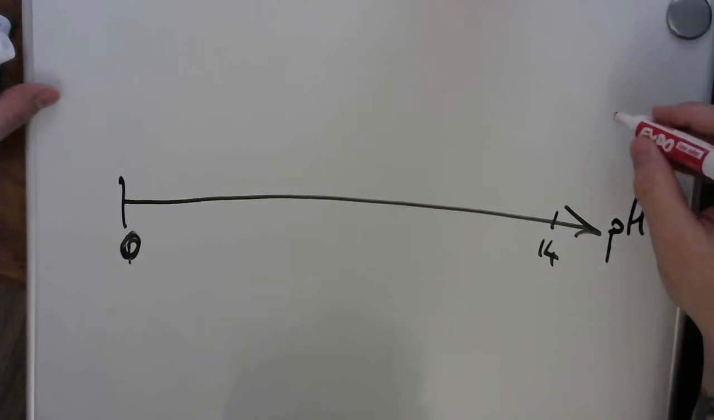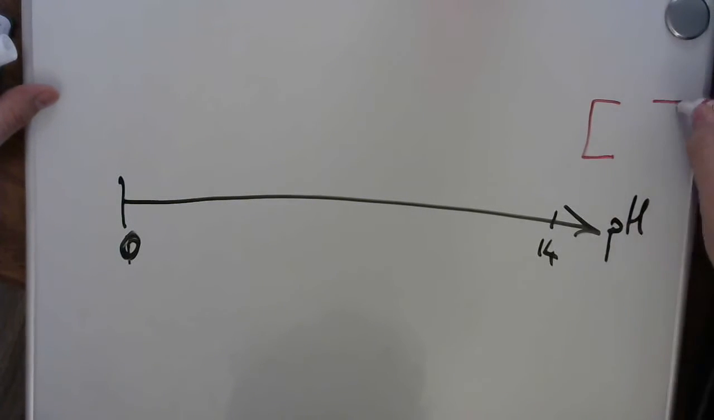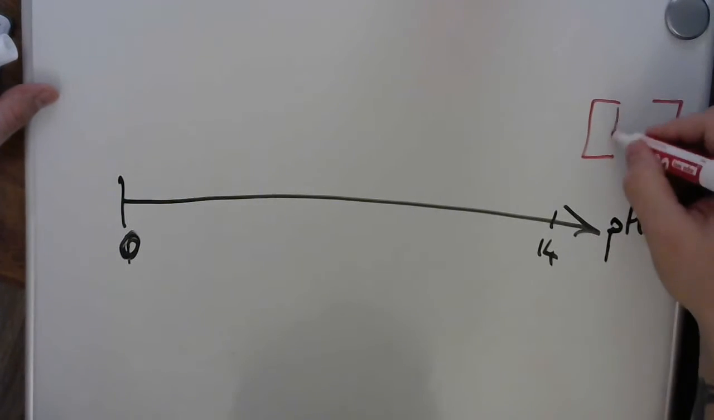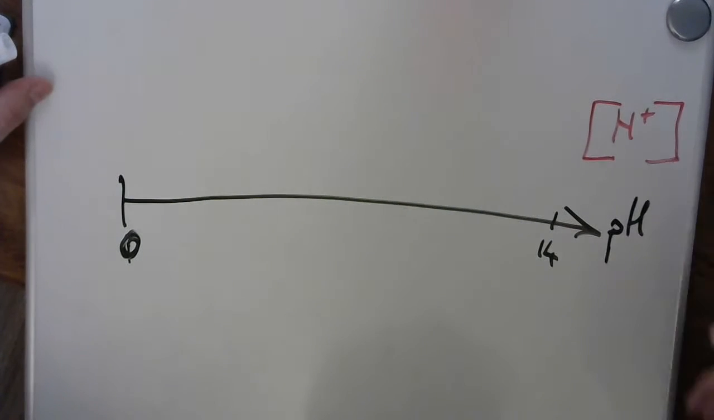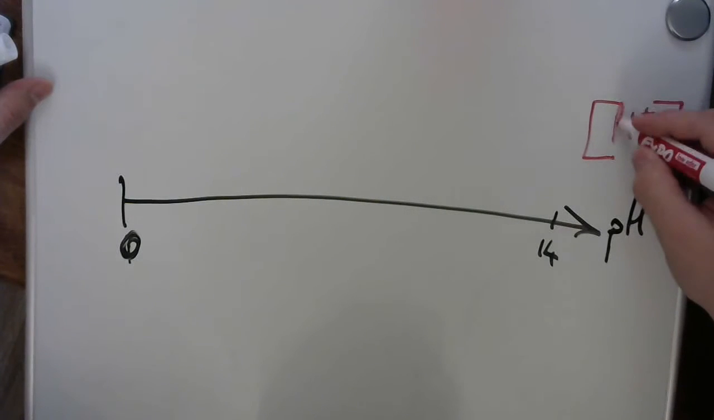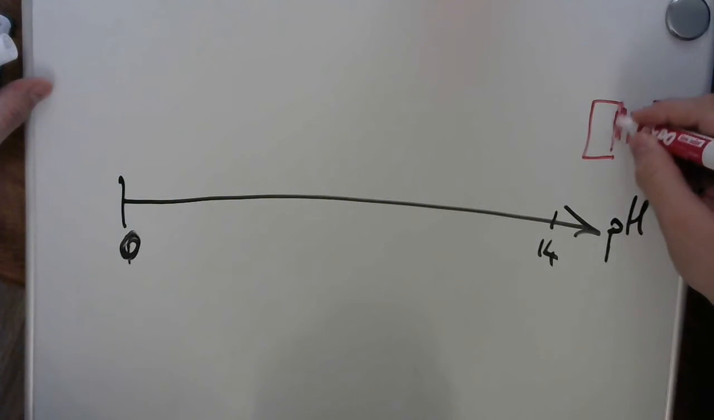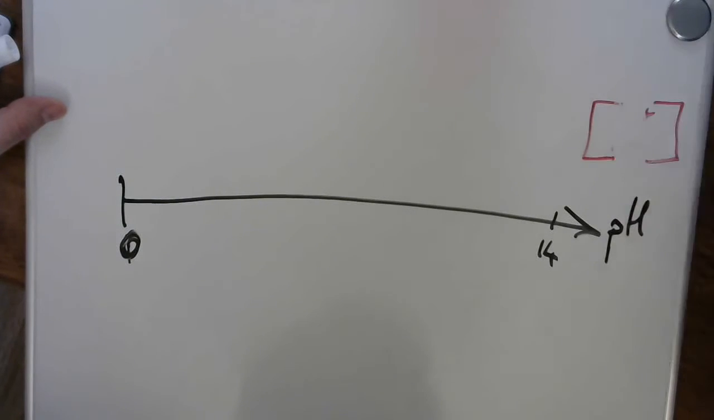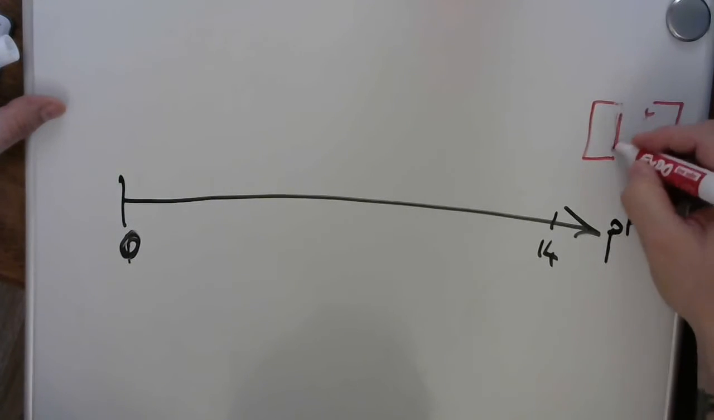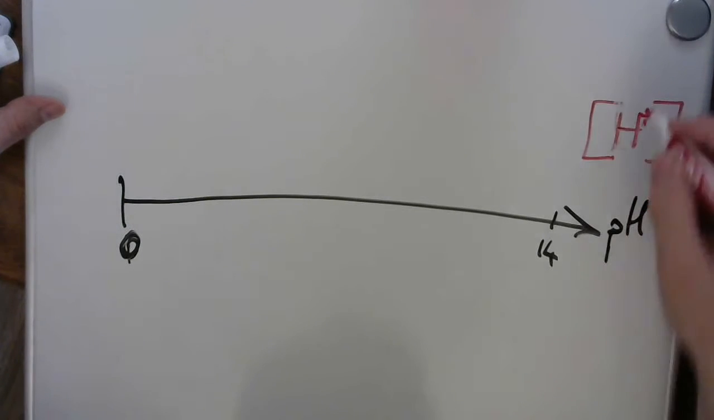pH is the concentration, as indicated by those brackets, of H plus protons. At that stage, it's a proton, because a hydrogen atom has one proton and one electron. If it's H plus, it lost its electron, so all there is left is a proton. So that's why we say H plus are protons. Usually we would say protons instead of hydrogen plus atoms.